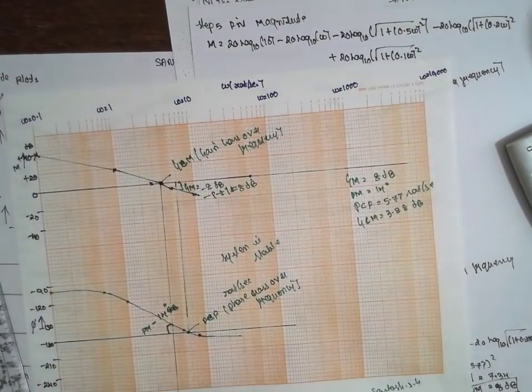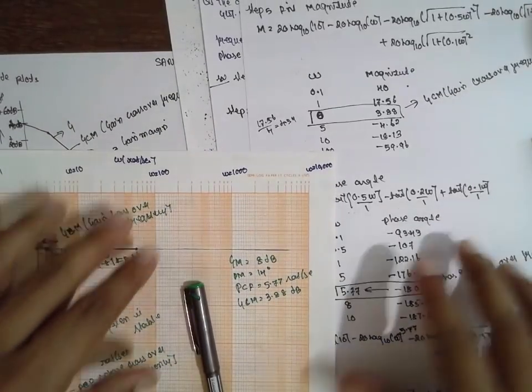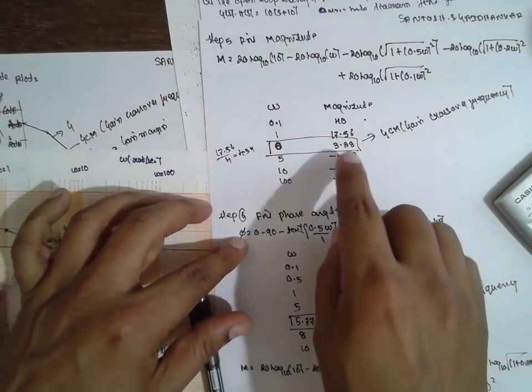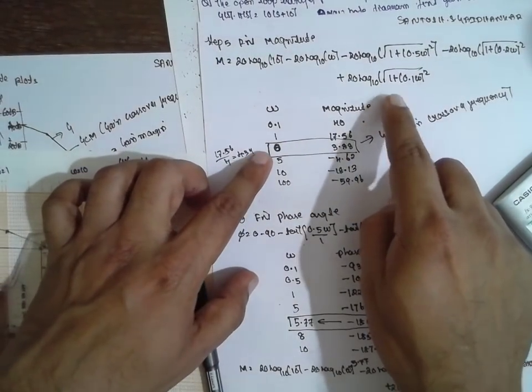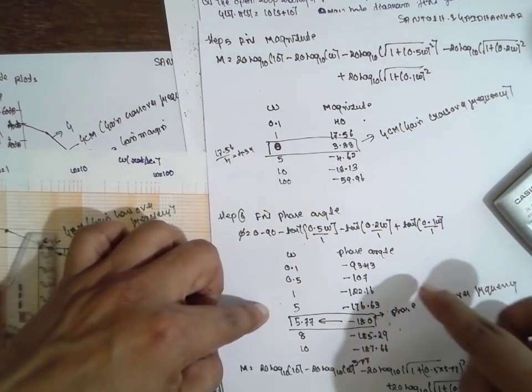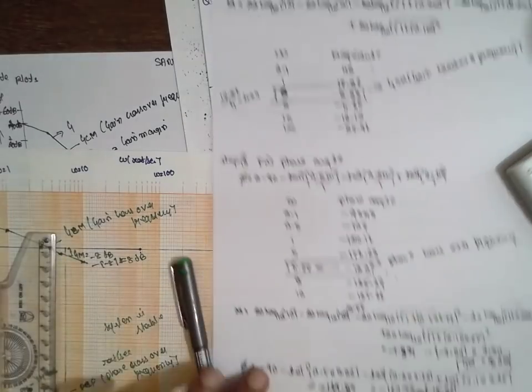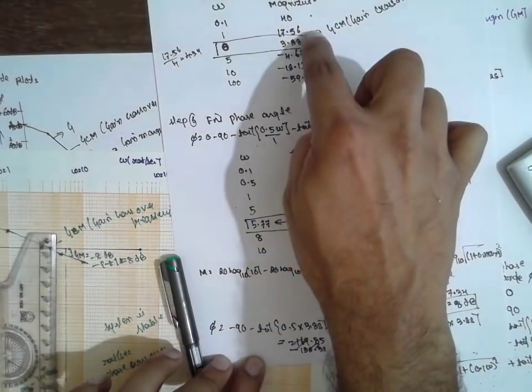For the Bode plot, or you can solve the problem directly. I have solved it directly here. Now, isn't it? I have solved directly. What are the values we get of GM? I have substituted here. I got the value of PM. And whatever value of 0, I substitute here in order to get the GM value.